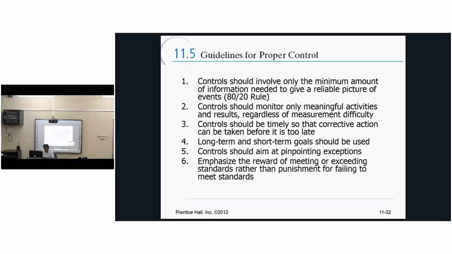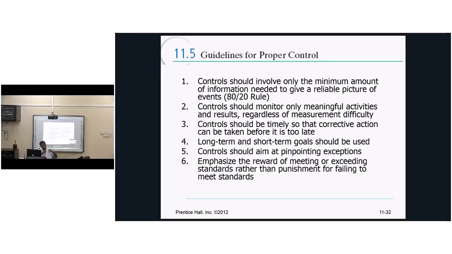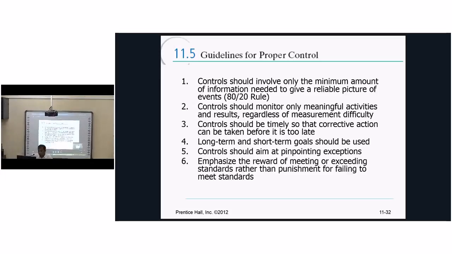Control should aim at pinpointing exceptions. Every rule should have exceptions, and you should have the flexibility to handle exceptions with the right level of approvals. And also your reward structure should emphasize meeting or exceeding standards rather than punishing for failing to meet standards. So you should always reward people for meeting and exceeding standards rather than penalizing them. So there comes the incentive management.